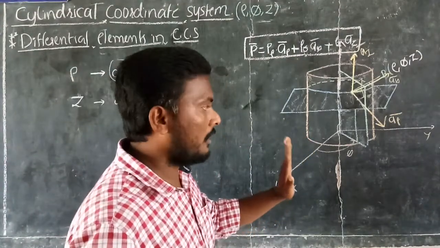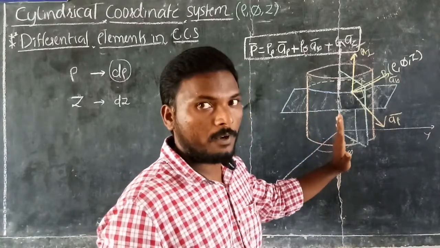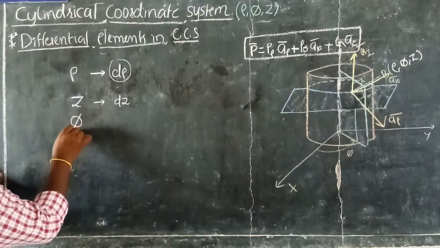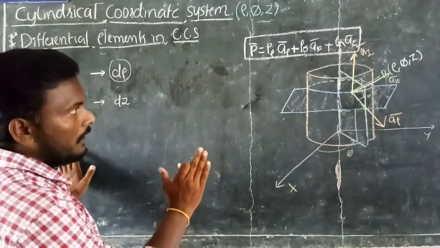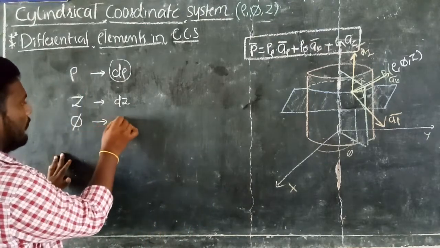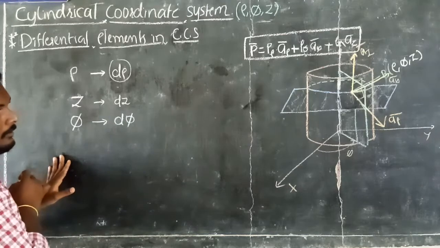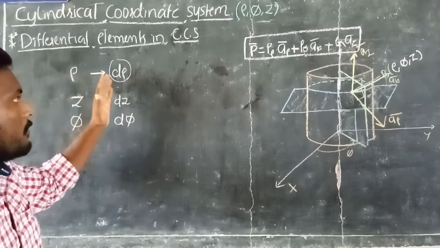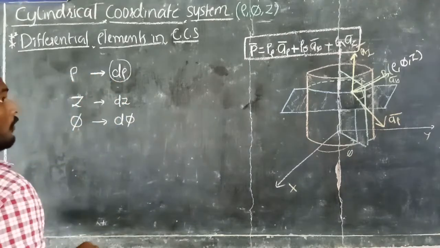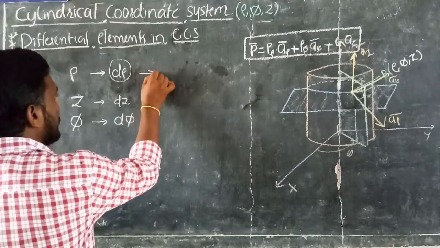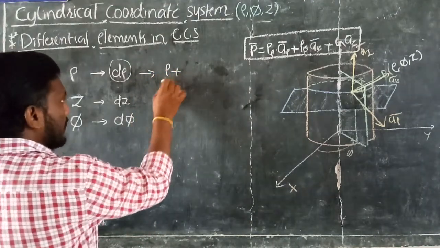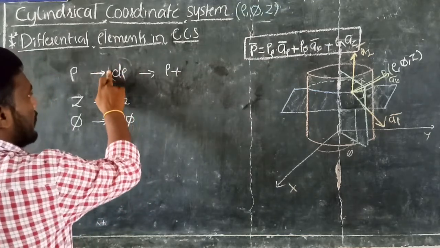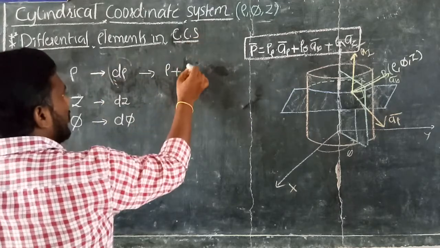Now just change the angle. D phi is not a differential length, I am just changing the angle from phi to phi plus d phi. The azimuthal angle is the angle it is making with respect to the xz plane. So as the radius of the cylinder increases by a small differential amount d rho, a new cylinder is going to be formed. What is the initial radius? It is rho, and changing the radius of the cylinder by d rho.